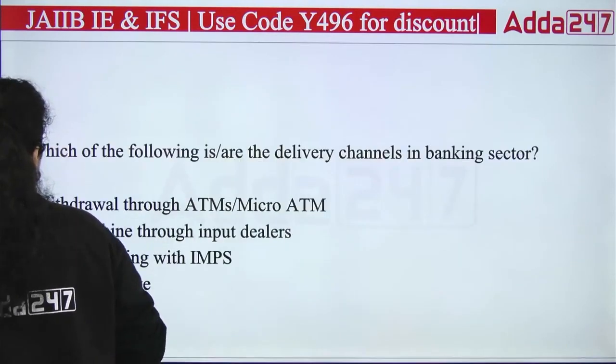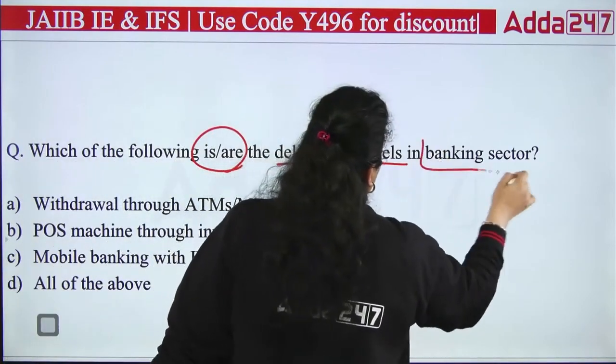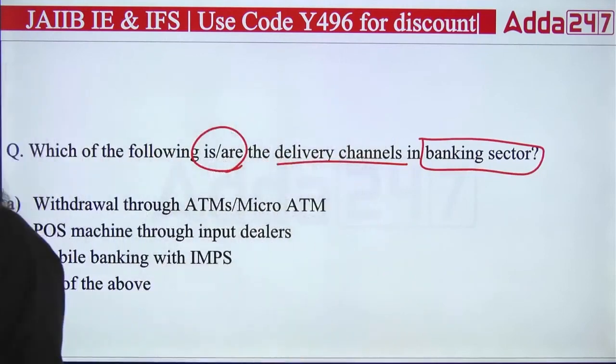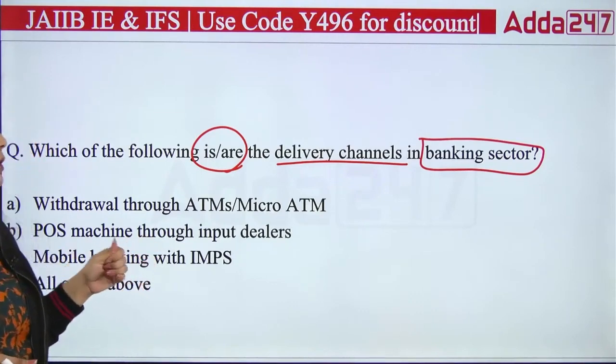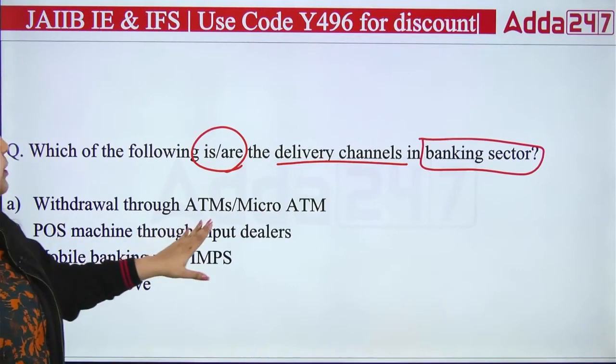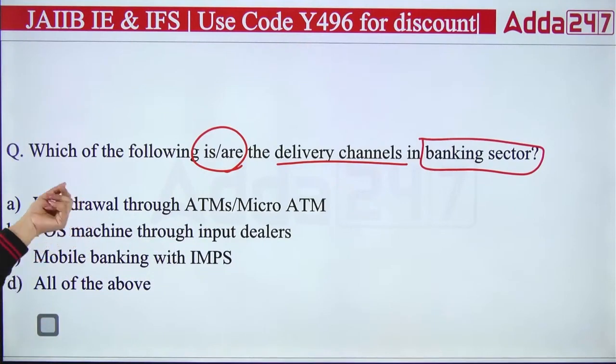Okay, so let's continue with the first question, which is about which of the following are the delivery channels in the banking sector. Out of these 4 options, which of the following are the delivery channels? First is saying withdrawal through ATMs, micro ATM. Second is saying POS machine through input dealers. Third is saying mobile banking with IMPS. And the fourth is saying all of the above. So you have to answer, out of these 4 options, which of the following are the delivery channels of the banking sector. A, B, C or D. The delivery channel of the banking sector.